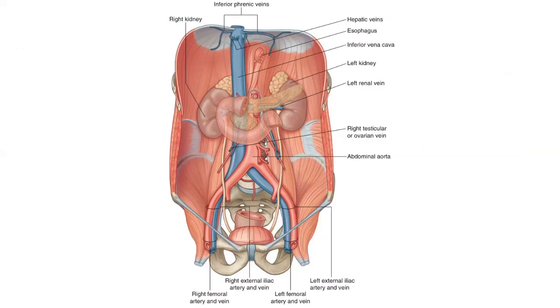So in the diagram, you can see this is the femoral vein. After crossing the inguinal ligament, it will be known as the iliac veins. The external iliac vein and internal iliac vein form the common iliac vein, and these two common iliac veins form the inferior vena cava.